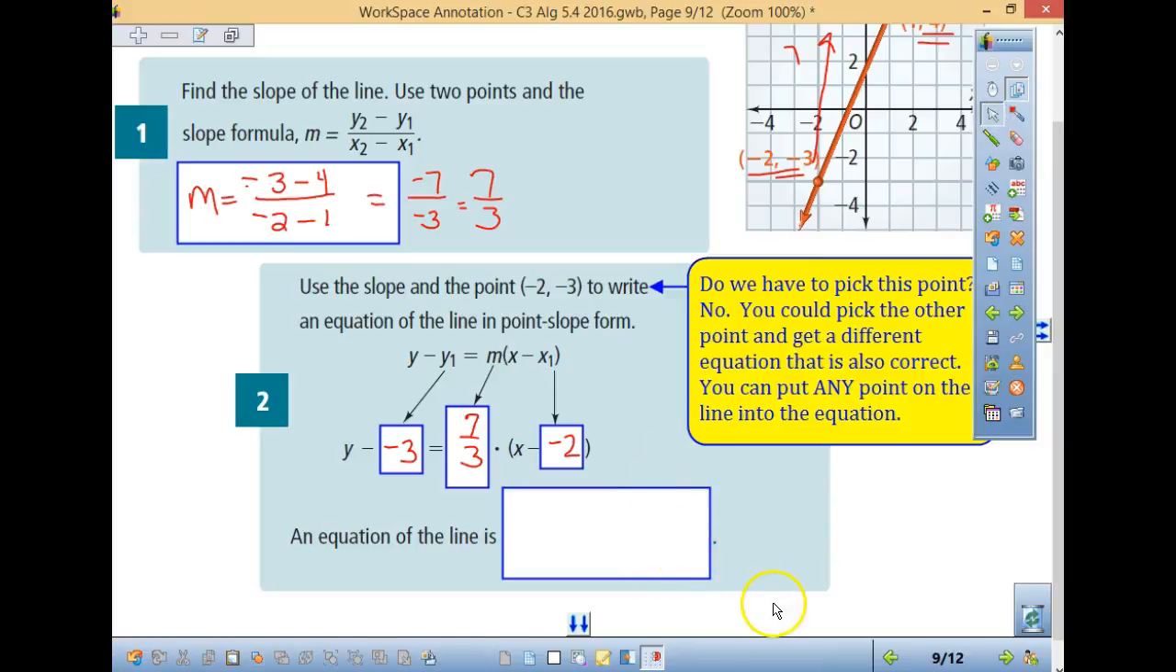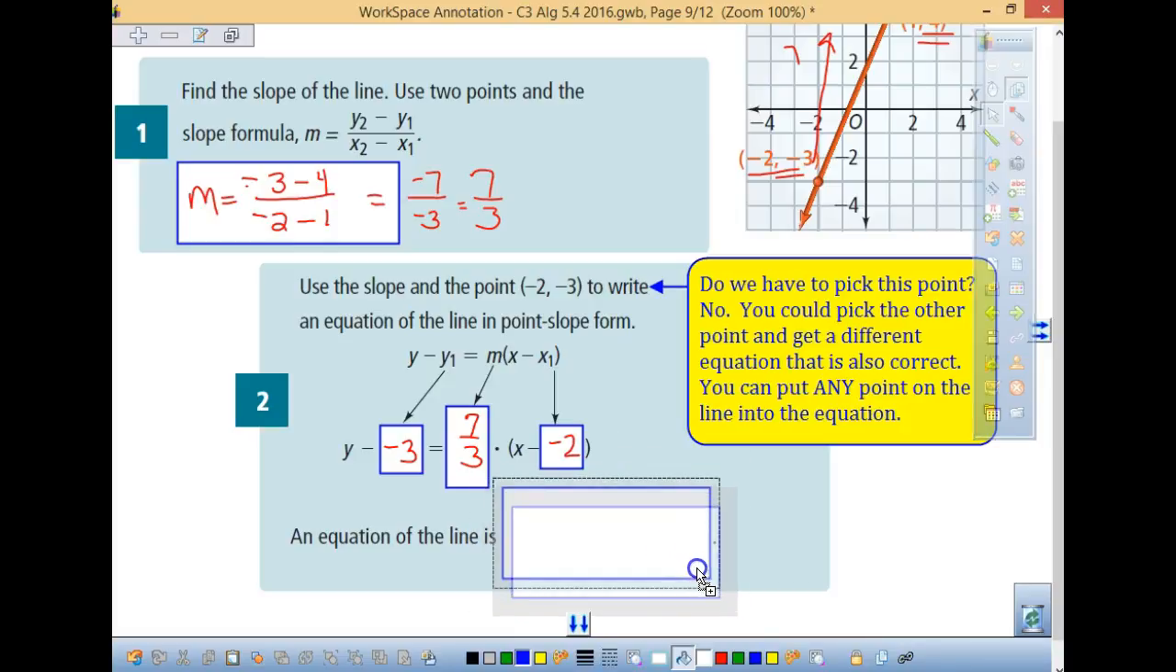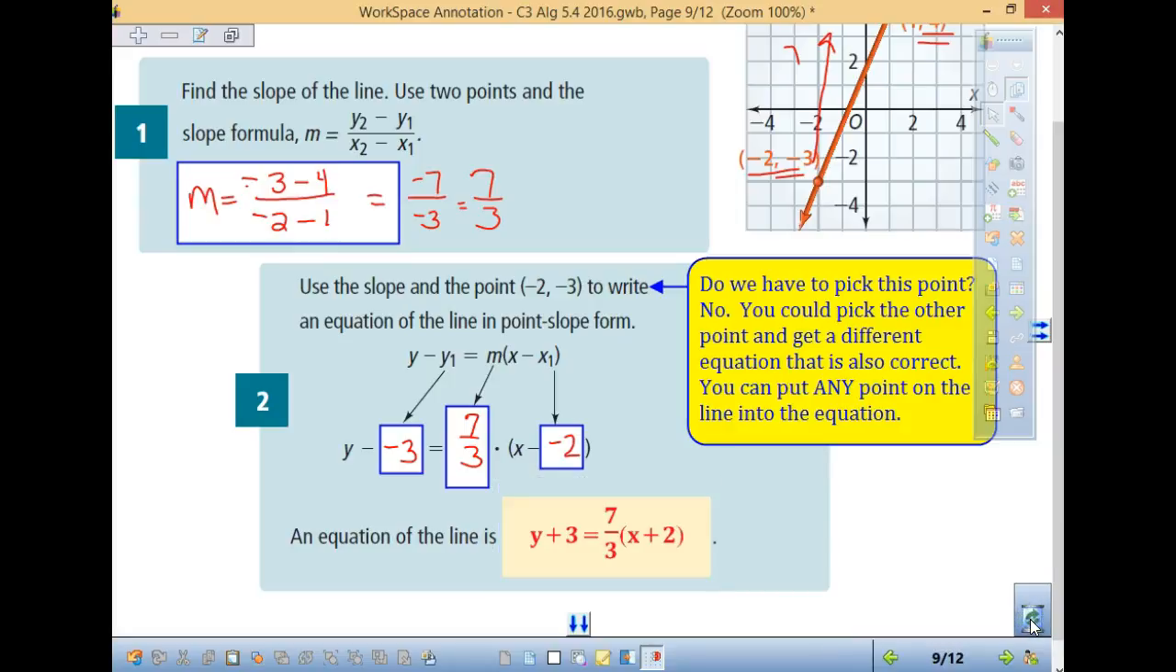Do you have a question? No. Okay, what did you have? Y what? Y plus 3. Y plus 3 equals 7 over 3 x plus 2? Yes. So both of them are going to become pluses, right? So if you have negative ordered pairs, when we do point slope form, they both become a plus for each one of those, okay?